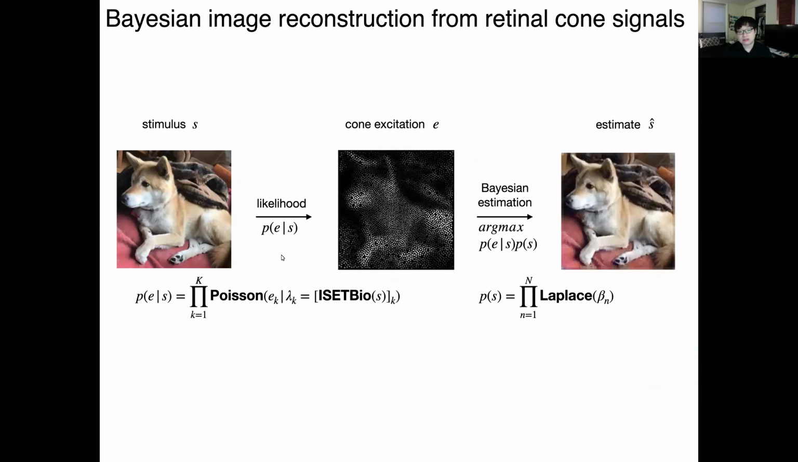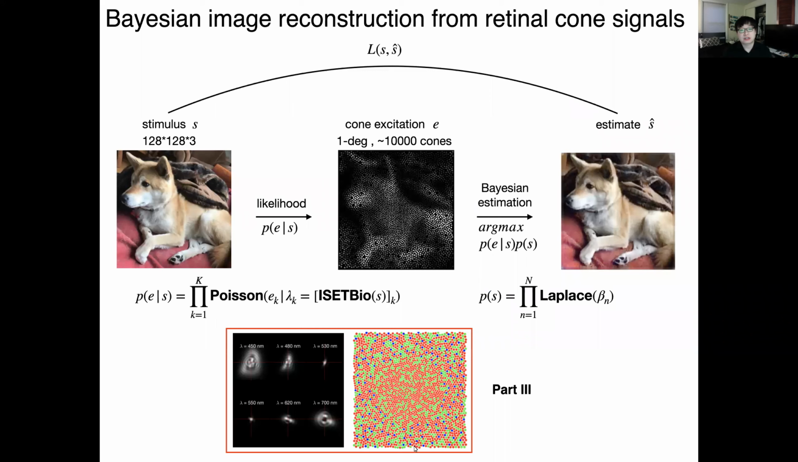Okay, with our reconstruction framework in place, we can now start to analyze how variations in early vision influence image reconstruction. For all our analysis below, we use images of resolution 128 by 128 by 3, and a 1-degree foveal mosaic, which consists of about 10,000 cones.